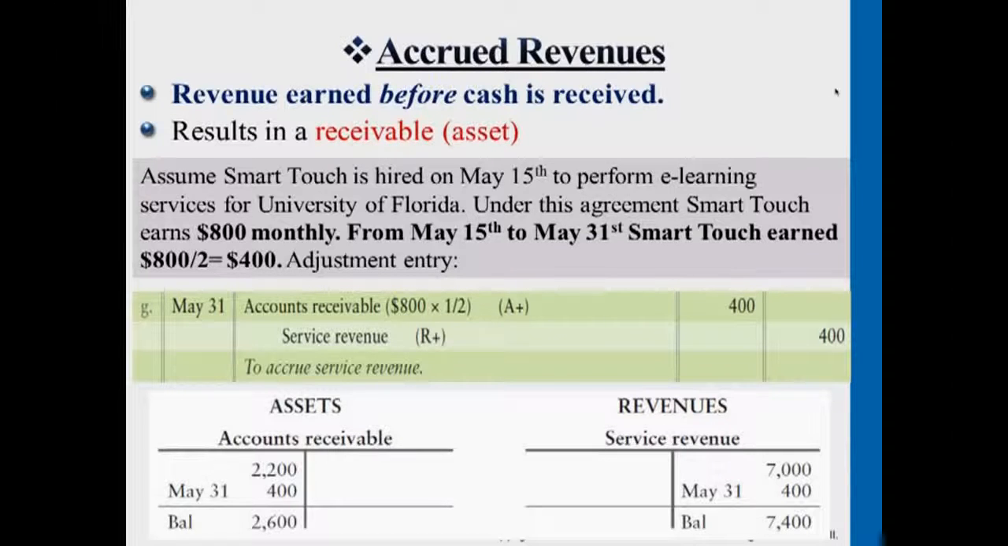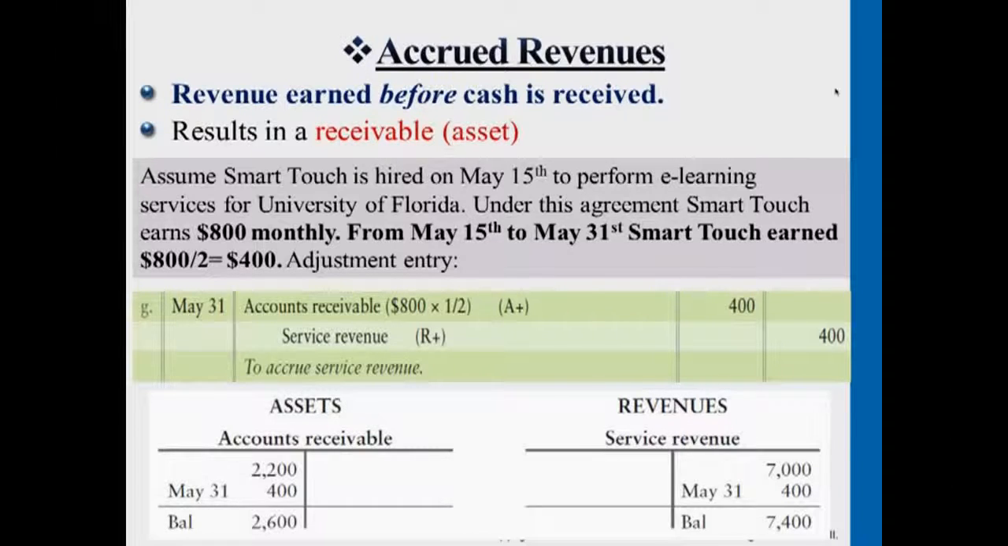Okay, so by the end of the month, for the monthly statement, we represent 2 weeks of work that we have already done, which is worth $400. Make sure for adjusting entries you have a good idea of when exactly was the beginning point of the contract and when we are trying to do the monthly statement, and what is the time lapse between them. So if the contract was signed at the beginning of May, then it will be fully $800.